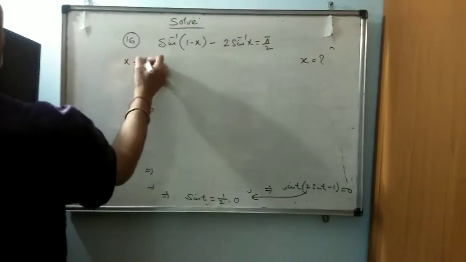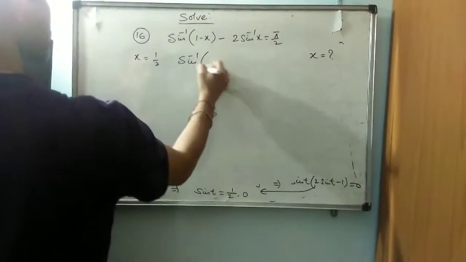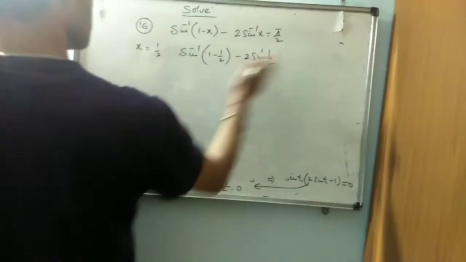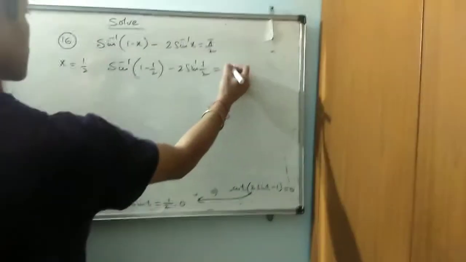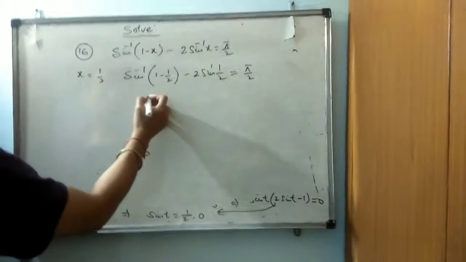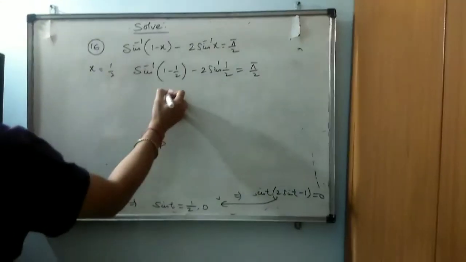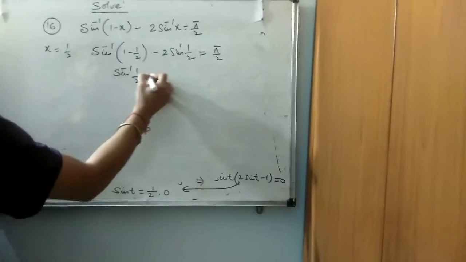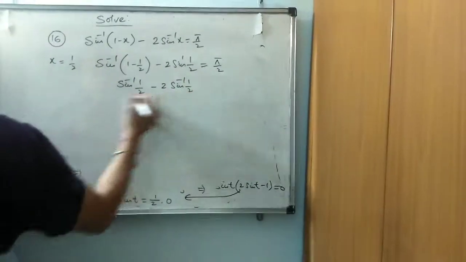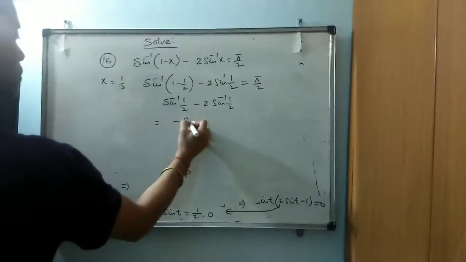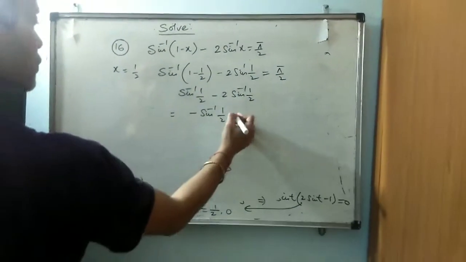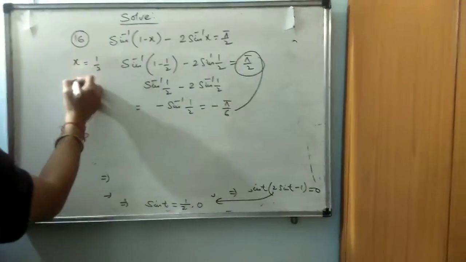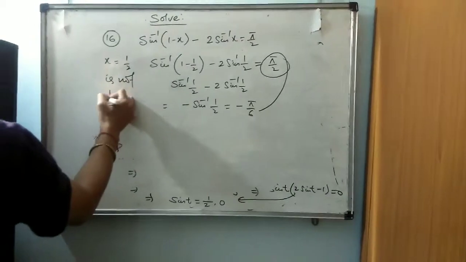When we put x is equal to half, we get sin inverse (1 minus half) minus 2 sin inverse half in the left hand side. And we want this one to be equal to pi by 2. This one is sin inverse half. Sin inverse half is positive angle, that is pi by 6. Or we can simply write down sin inverse half minus 2 sin inverse half as 1 minus 2 gives you minus 1. So we can easily see this is equal to minus pi by 6, not equal to pi by 2. So x is equal to half is not a true solution.